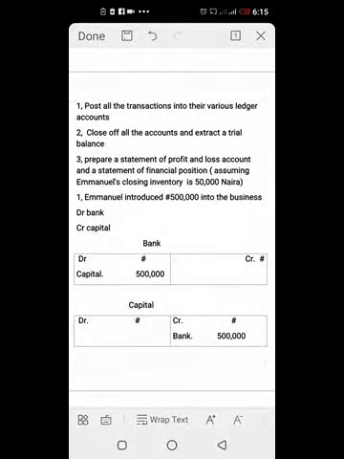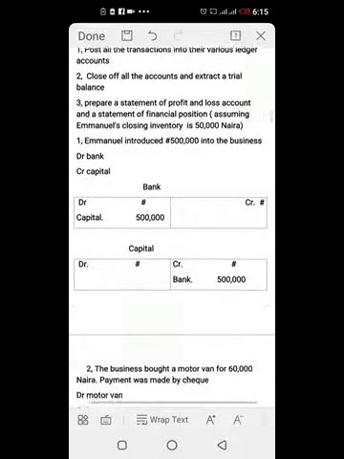That means you are going to debit bank and you are going to credit capital. Why are we debiting bank? Why are we crediting capital? I explained this in the previous class. Capital is giving bank 500,000 naira. So since capital is given, you credit capital, then the one receiving, you debit that particular account.